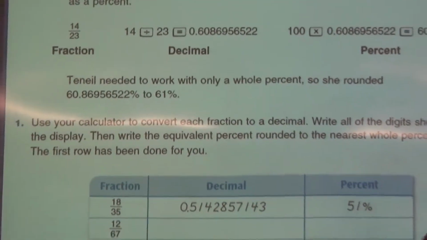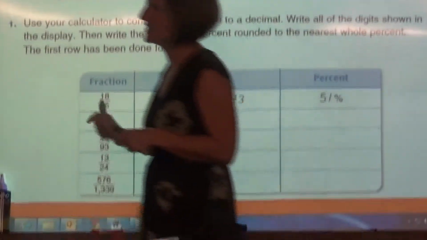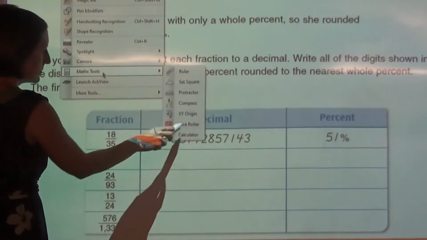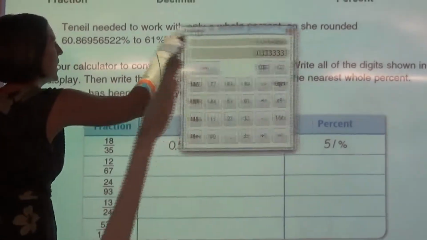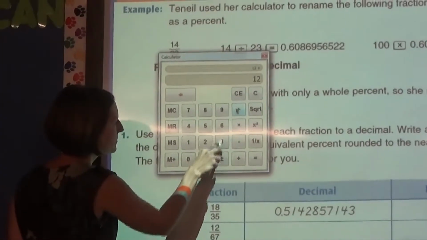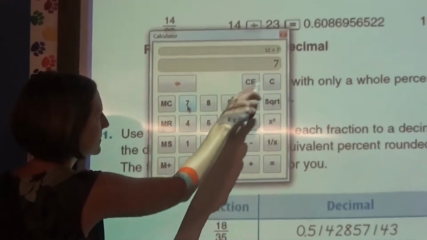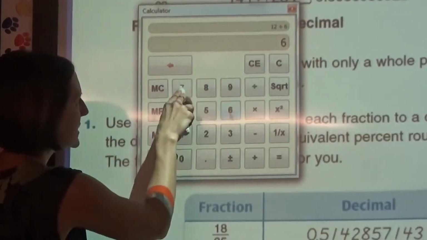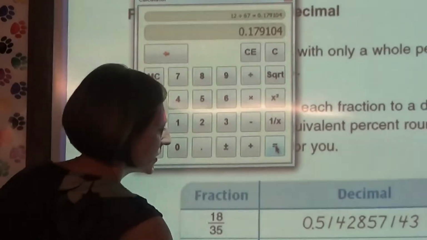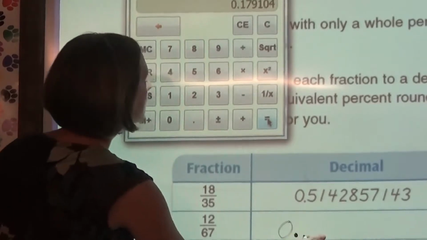So let's take a look at another example. We have 12/67. We're going to get out our calculator. And we're going to start by dividing. 12 divided by 67 equals, and we get our nice long decimal. So I'm going to write it down in the box.